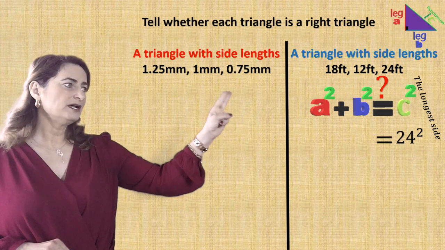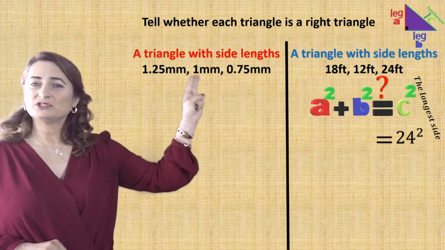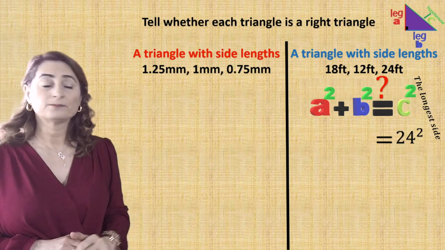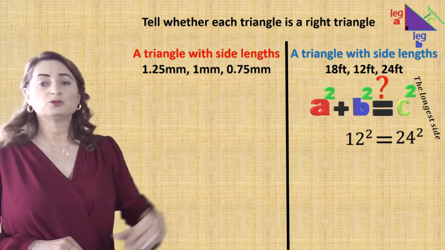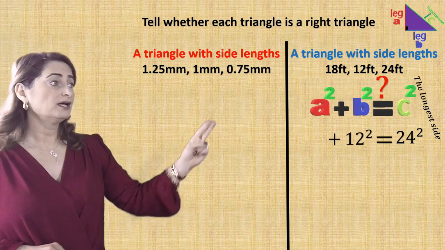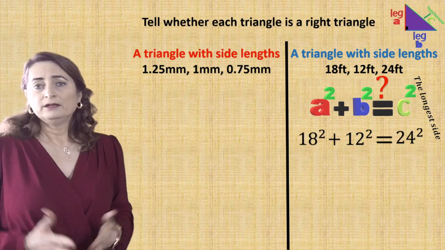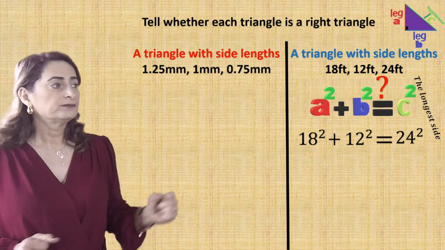So put 24 squared, that's the first number to replace in the equation. Now bring the equal sign. It doesn't matter which side is A, which side is B, because those two are the legs, they make the right angle. So let's say B is the 12, and you need to square it, plus A is the 18 feet, and you need to square it. Now evaluate till the end.